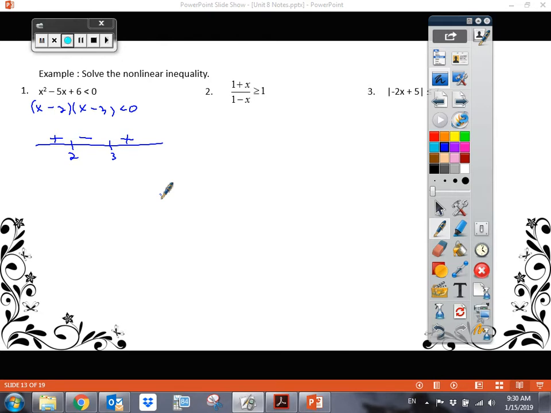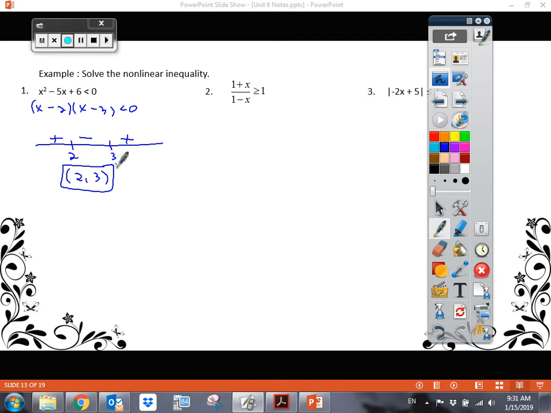So now we want this quantity to be smaller than 0. This quantity is smaller than 0 right here in the middle, right where it's negative. Now, since this inequality isn't an or equal to, I don't have a chance of having a bracket. They're going to be parentheses. That's really the easy one. You don't have to worry about it. So my answer, if we're doing interval notation, would be 2 to 3. No brackets, because this is just less than.